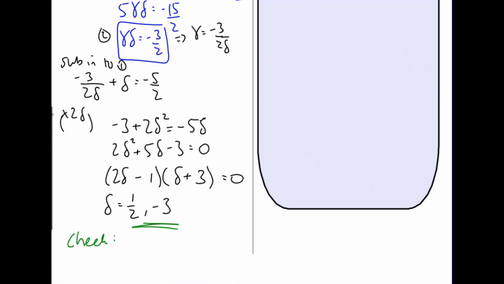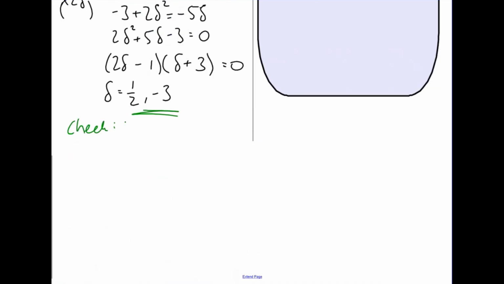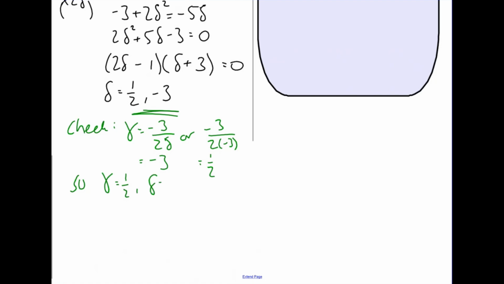So if delta is a half, gamma equals minus 3 over 2 delta. Well, if delta equals a half, that's minus 3. And if delta equals minus 3, that's equal to a half. So it doesn't matter which is which. So just pick equivalent: choose gamma equals a half, delta equals minus 3.